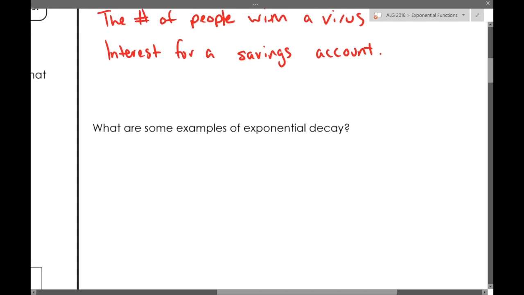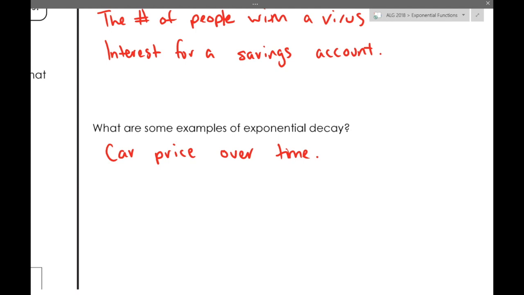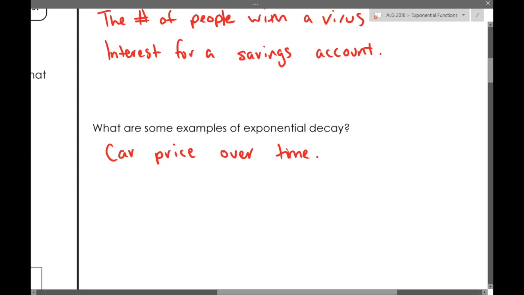Now, what are some examples of exponential decay? One that comes to mind is a car price over time. If you ever buy a new car, the minute that car leaves the dealership, it decreases in value. And then every year, that car will decrease in value again. That's why if somebody asks you for a brand new car, you're paying a very high price. But if you're asking for a car that's about 2 or 3 years old, you're asking for a lower price because it's dropping down each year. It just makes sense. Exponential decay.